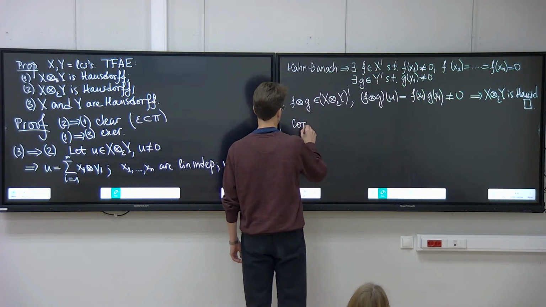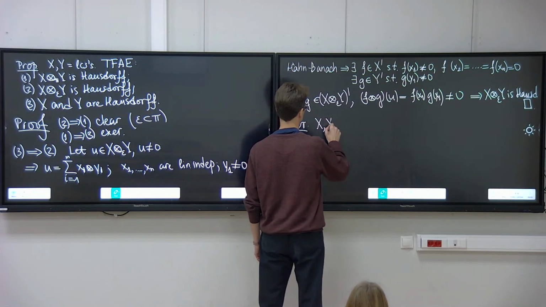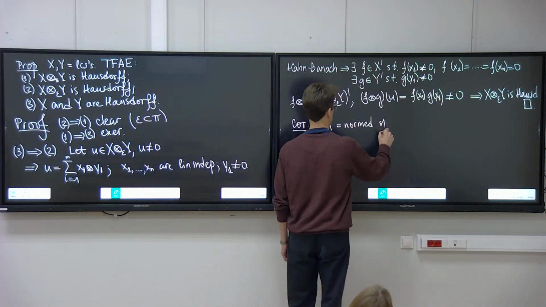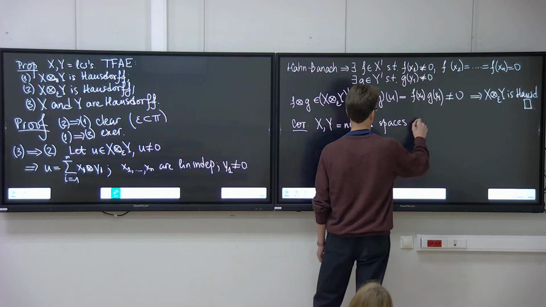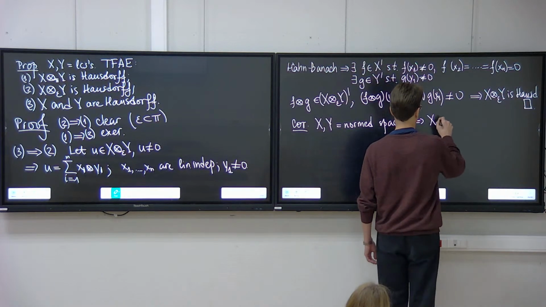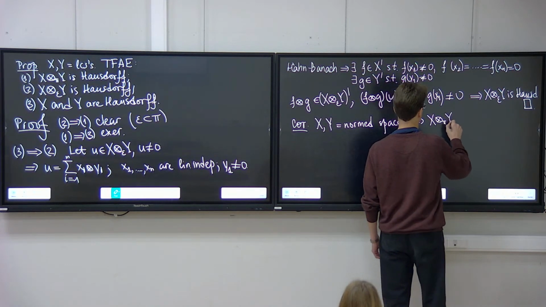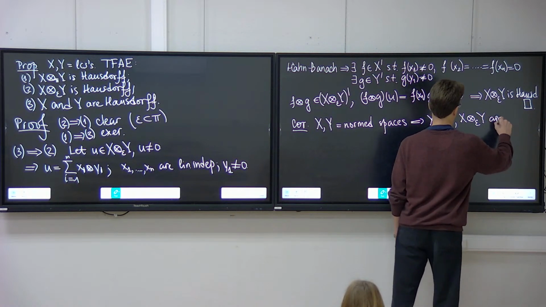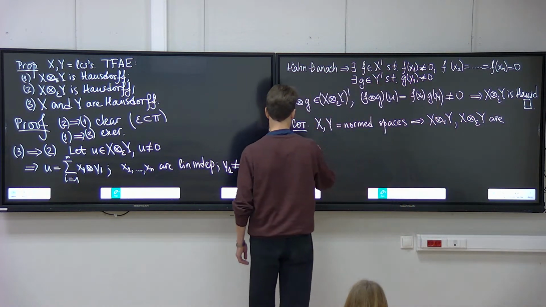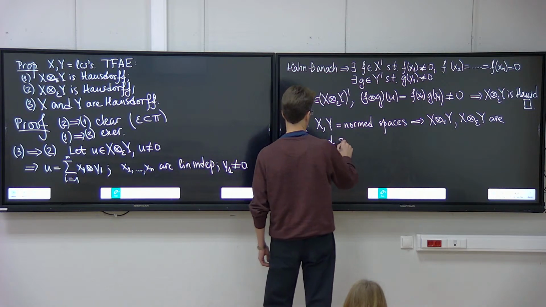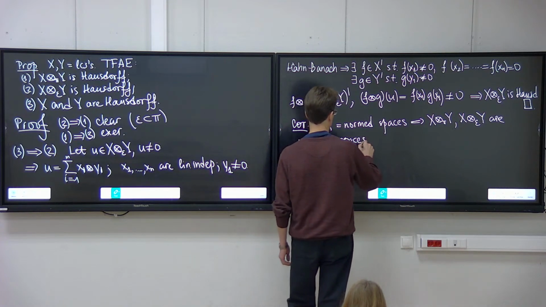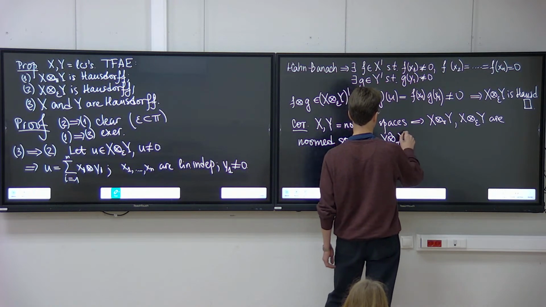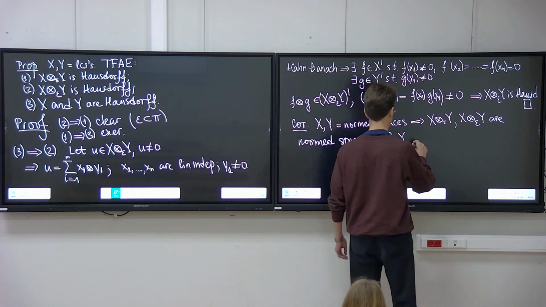So as a corollary, we see that if X and Y are normed spaces, then their projective and injective tensor products are normed spaces. And the complete projective tensor product and the complete injective tensor products are Banach spaces.